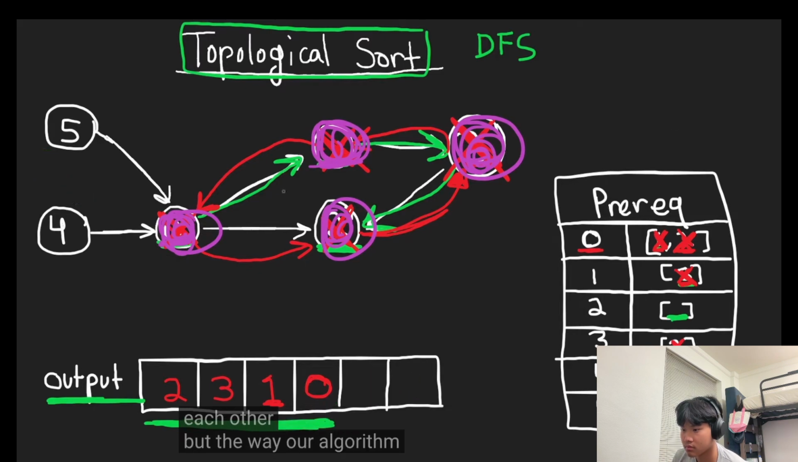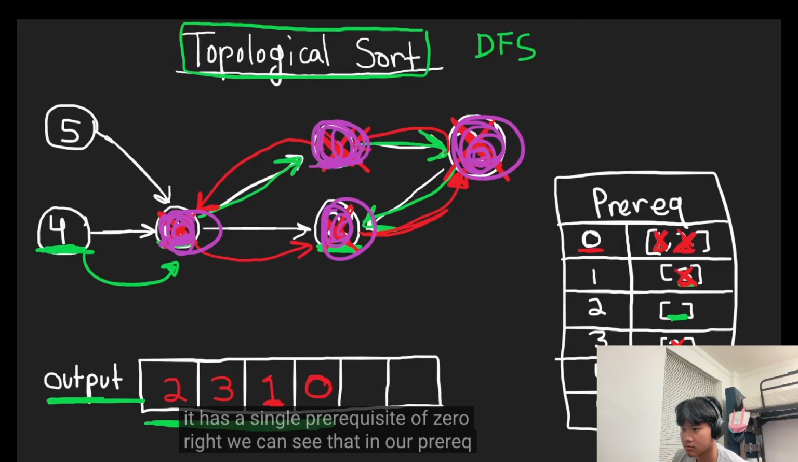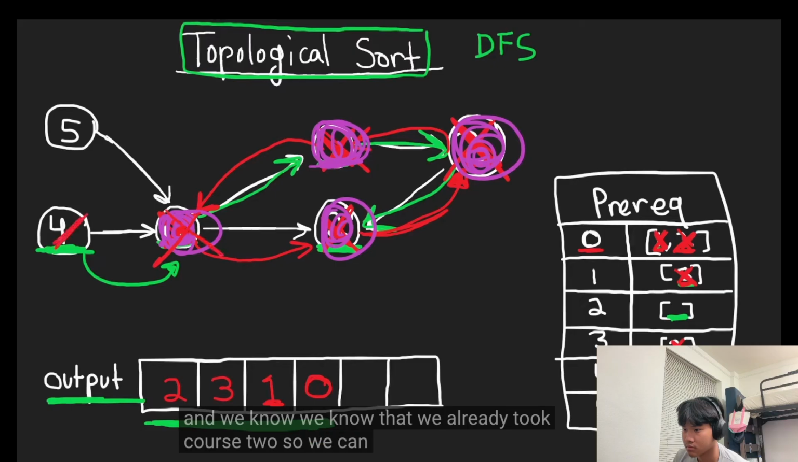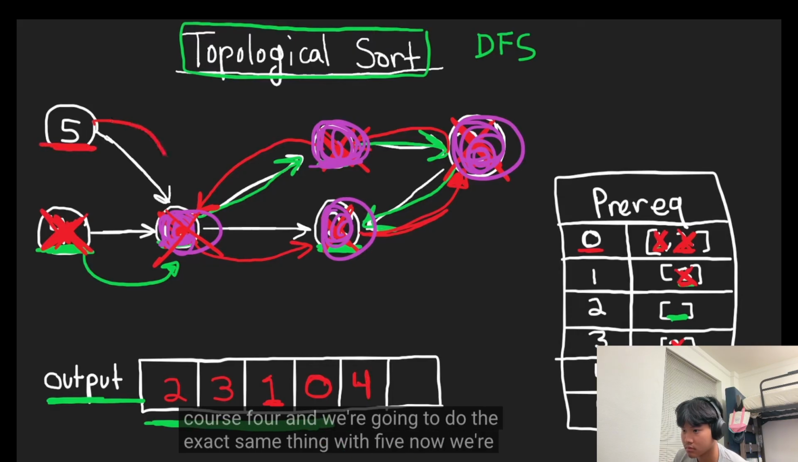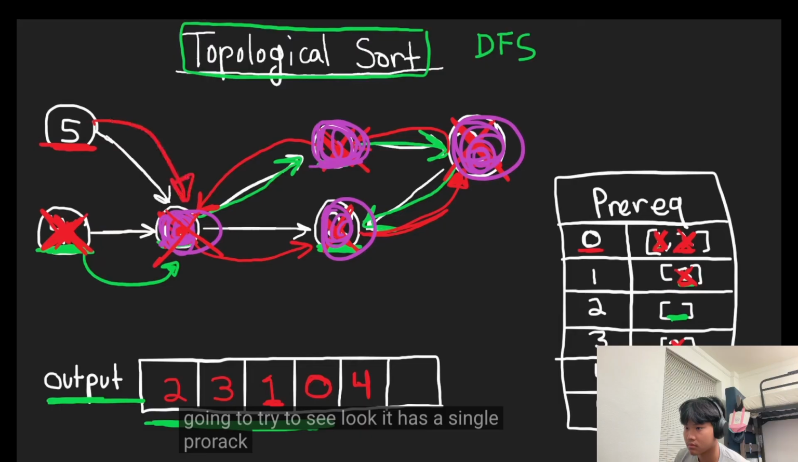But the way our algorithm is going to work, we are going to start in order. So we're going to go at 4. We're going to see it has a single prerequisite of 0, right? We can see that in our prereq map, and we know that we already took course 2, so we can also say, okay, course 4 has also been taken. We've done the prerequisites. We can take course 4. And we're going to do the exact same thing with 5 now. We're going to see, okay, it has a single prereq, 0. We've already done that. So now we're allowed to take course 5.